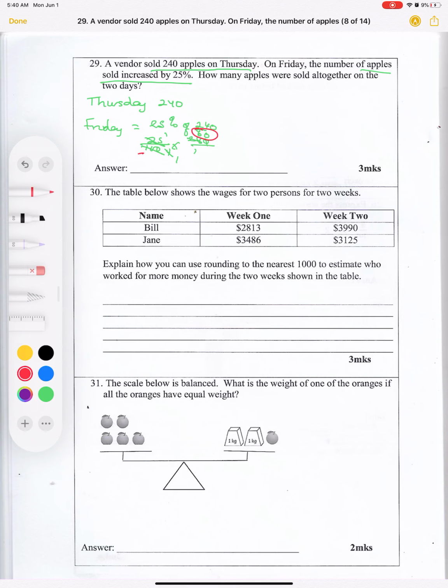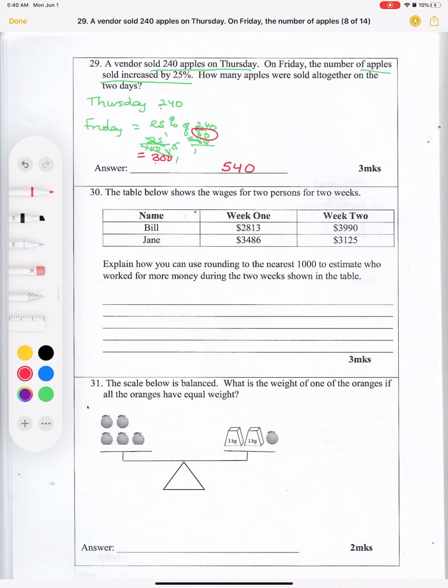So that would have been 240 plus 60, which is 300 apples. How many apples were sold altogether on 2 days? That's 300 plus 240, which amounts to 540 if we add it.